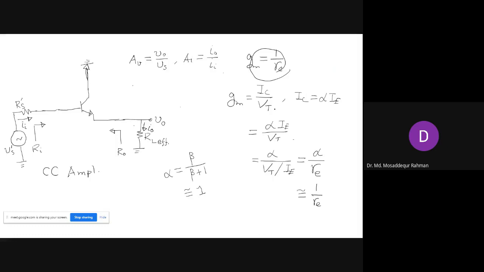So these parameters of the pi model, RE, R pi, Gm, are all interrelated. They are not independent, but depend on one another because they are all related to the collector current IC somehow.